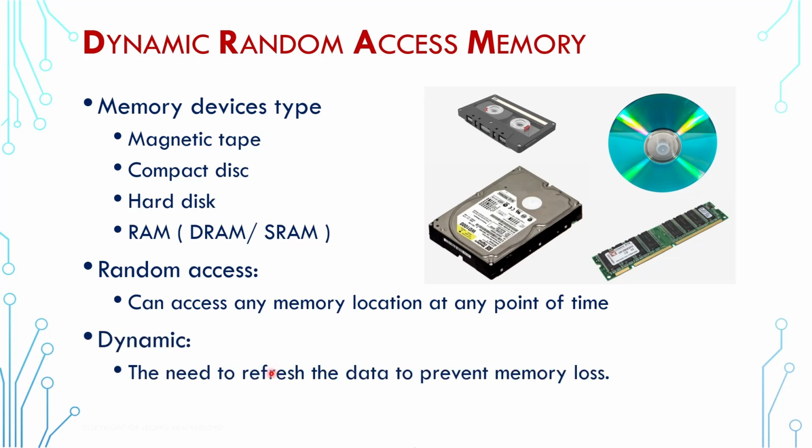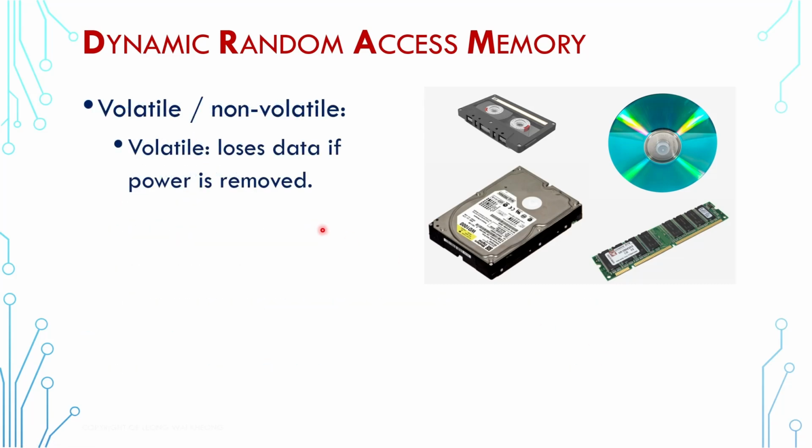Dynamic means there is a need to constantly refresh the data to prevent memory loss. We'll look into this later in the video. Other than that, there are several other terminologies. For example, volatile and non-volatile memory. Volatile means a memory requires power to keep its data. DRAM is a volatile memory. It loses its data once its power is cut off. Hard disk, CD, and magnetic tape can retain the data without power supply.